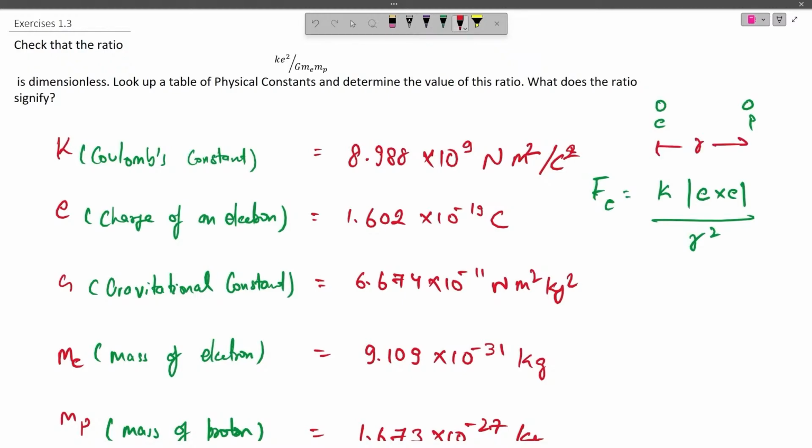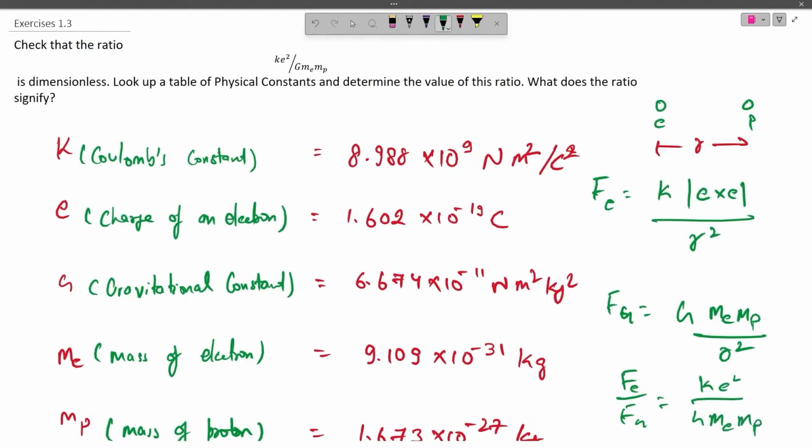Similarly, we can write the expression for gravitational force like this. Fg would be equal to G, the gravitational constant, times the mass of electron times the mass of proton divided by R². Now if we find the ratio Fe by Fg, that would be equal to this given quantity, that is K e² by G times mass of electron times mass of proton.